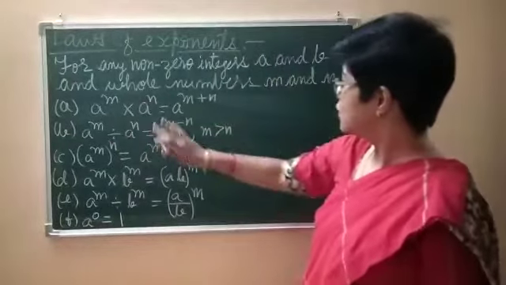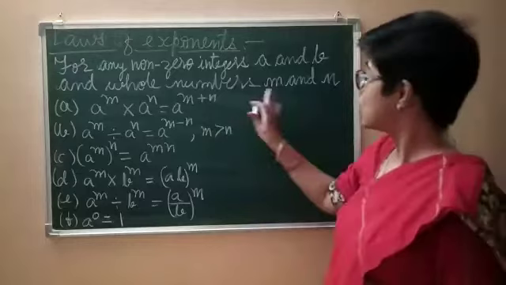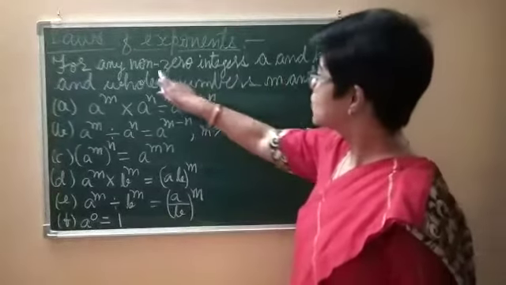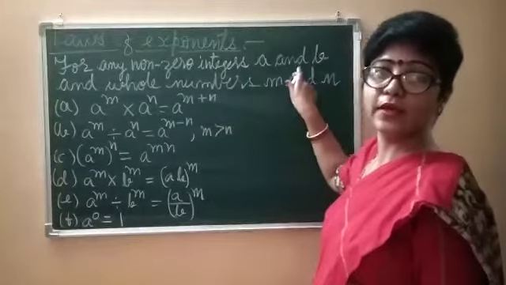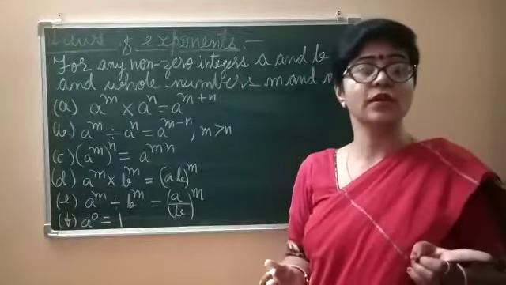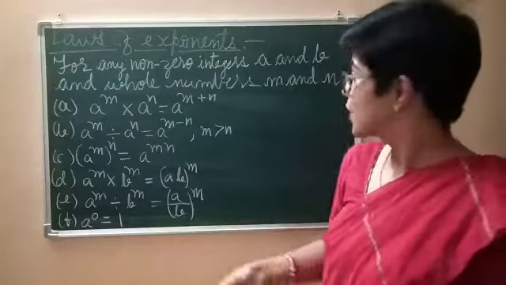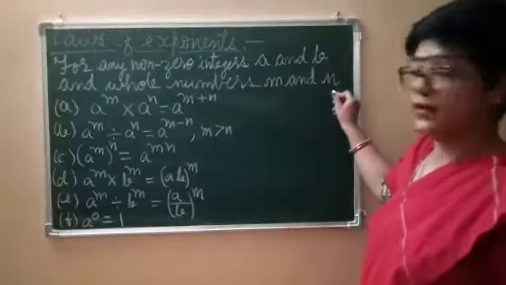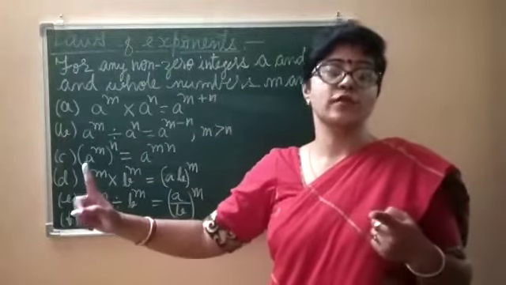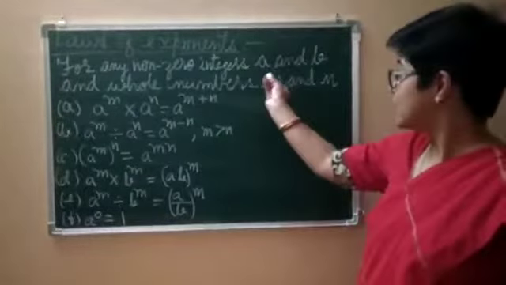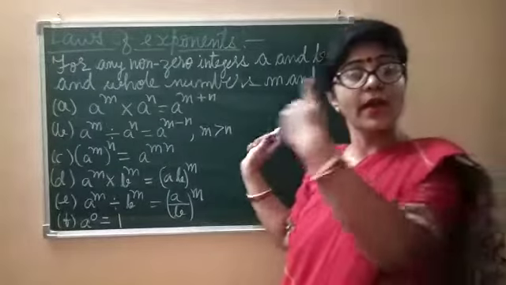Here, for any non-zero integers a and b, and whole numbers m and n. What do you mean by non-zero integers a and b? It means a and b can be negative counting numbers or positive counting numbers, but they cannot be zero. And whole numbers m and n means from 0 to any positive number. The value of m and n can be right from 0 to any positive counting number.